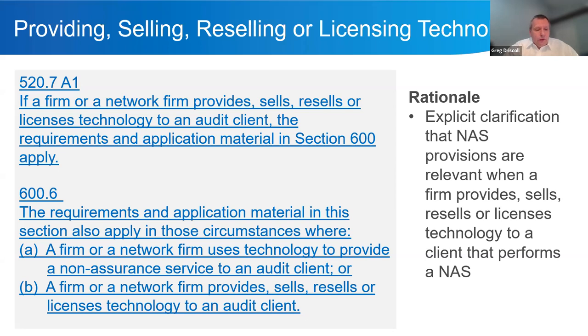And then 600.6 is where the guidance actually is, indicating that the requirements and application material in Section 600 apply in circumstances where a firm or network firm uses technology to provide the non-assurance service to a client, or the firm or network firm actually provides, sells, resells, or licenses the technology itself to an audit client.